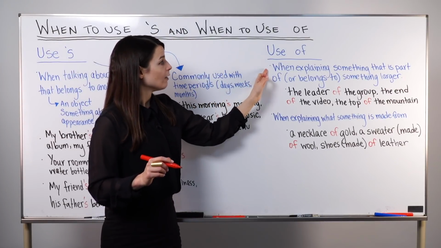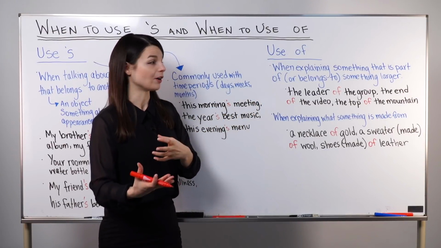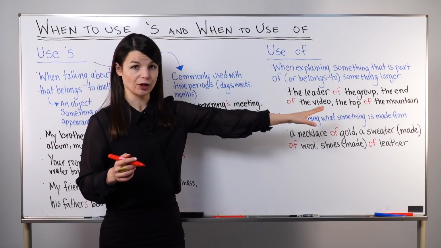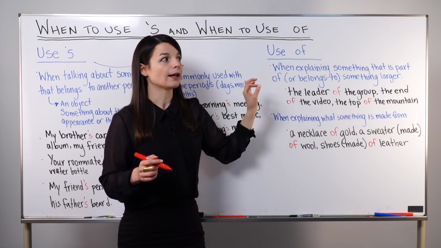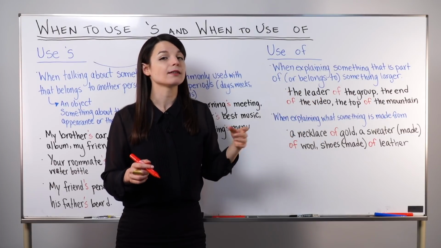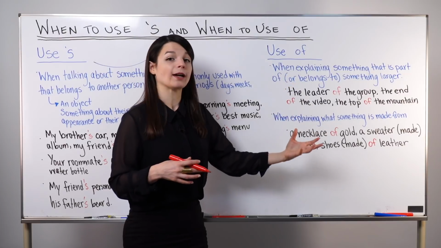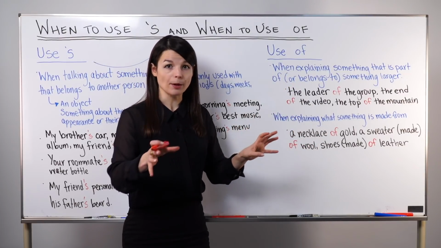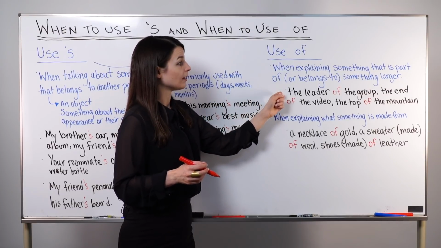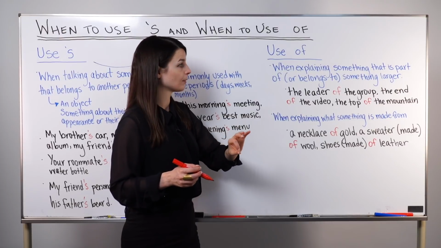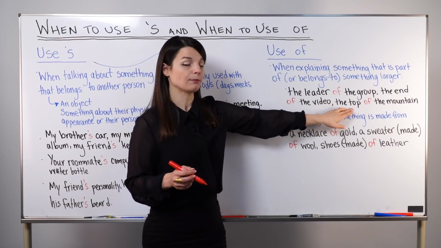So, "of" is used when explaining something that is part of or belongs to something larger. So note, yes, I'm using "belongs to" here, but this is for like objects. So not things that belong to people. This is for like perhaps organizations or, as I said, objects. Let's take a look at some examples of this. Here, the leader of the group, or the end of the video, or the top of the mountain.